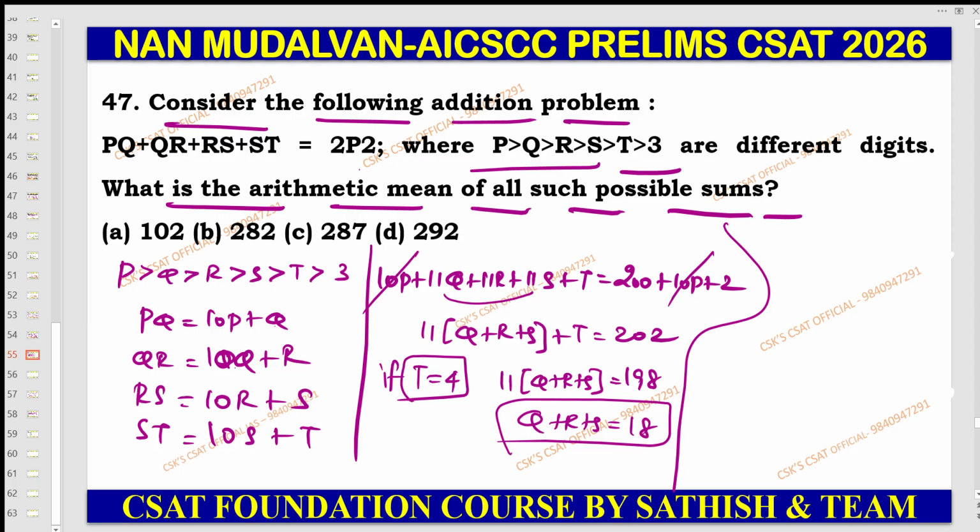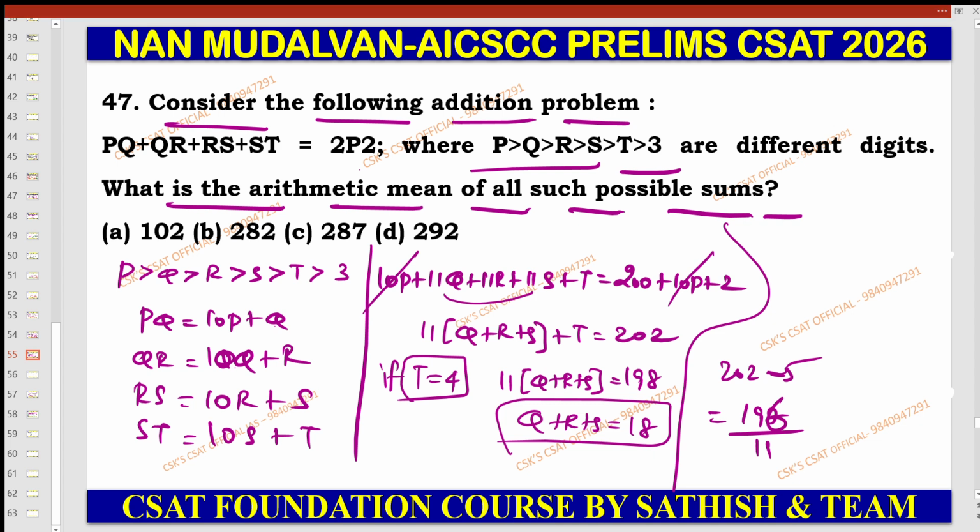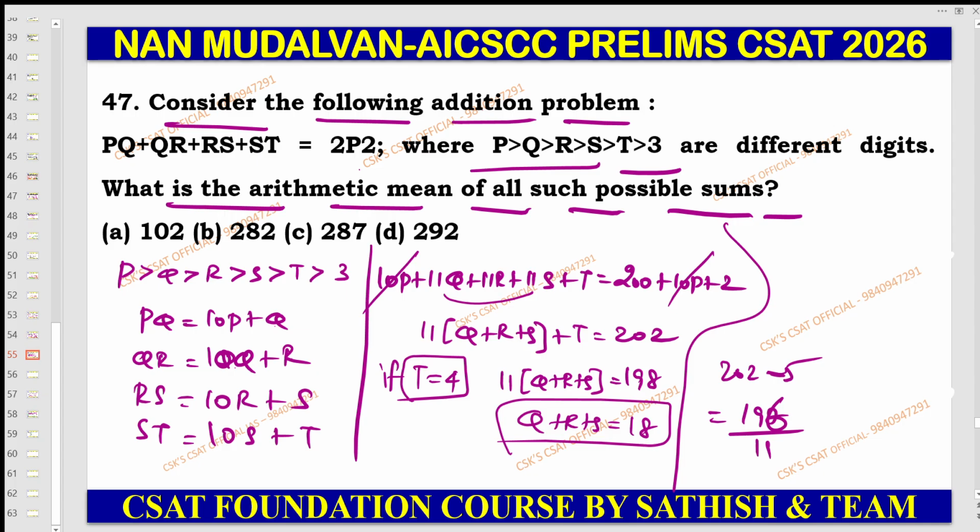If you place the 5 here, for example, what would happen? 2 minus 5, so 197, isn't it? 197 by 11. Check here: 17 point something. Surely it won't be an integer. Understood the logic here? Even if you place the 6, then it becomes 196. 196 by 11 is also not giving you an integer. Getting the logic?